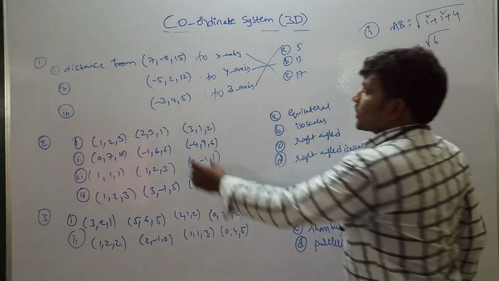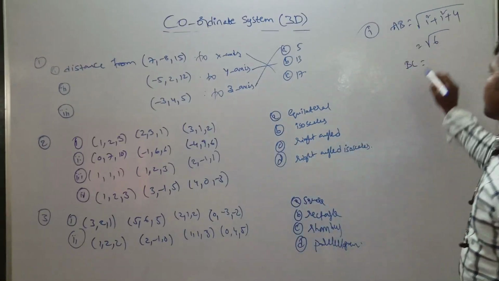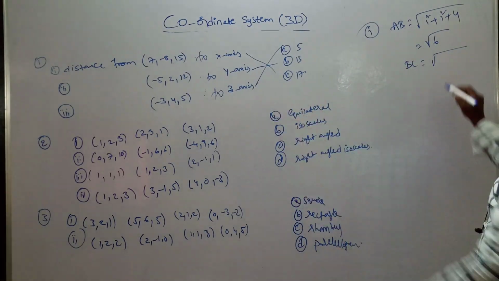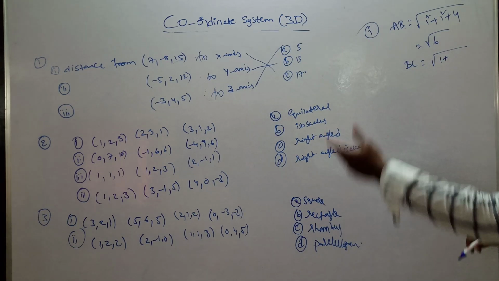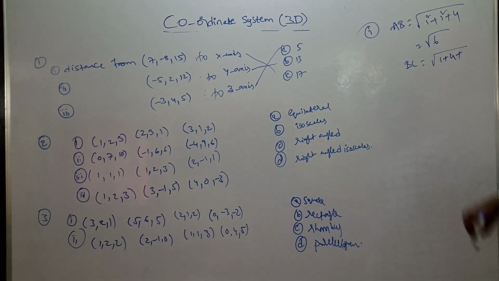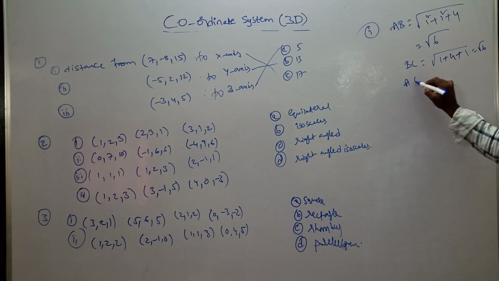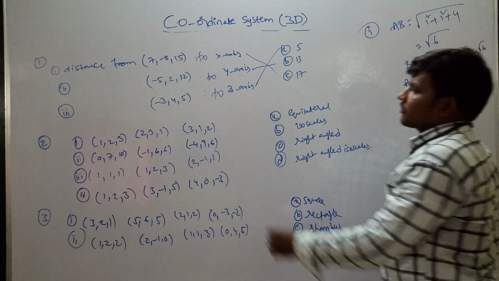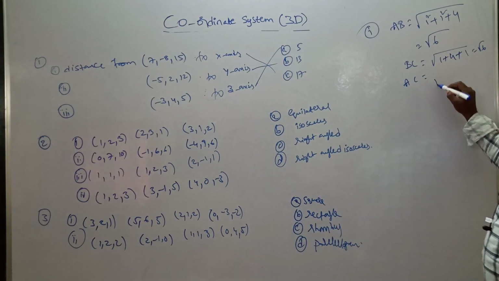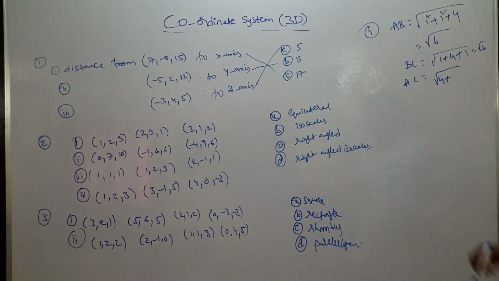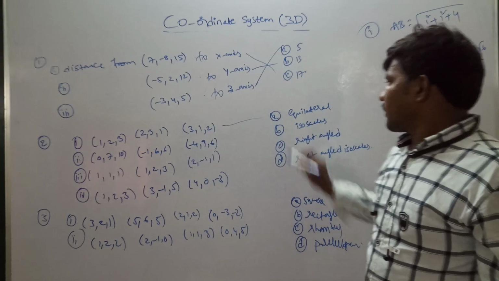BC equals the distance between the 2 points: root of (3 minus 2) whole square 1, (1 minus 3) whole square 4, (2 minus 1) whole square 1. This is also root 6. Next AC: (3 minus 1) whole square 4, (1 minus 2) whole square 1, (2 minus 3) whole square 1. This is equal to root 6. Here AB equals BC equals AC, so this is an equilateral triangle.